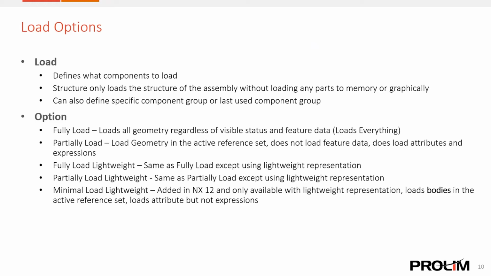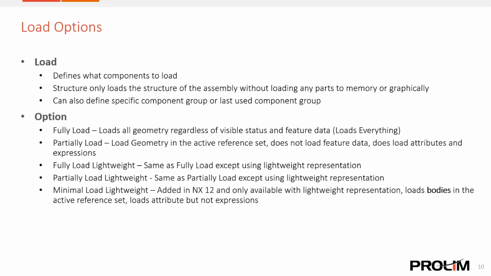Structure Only, like I mentioned earlier, only loads the structure of the assembly without loading any parts or memory graphically. So think of it as your display is actually completely empty, but all the components are listed, but none of them are turned on. So you can load it as fast as you possibly can, because you might not need everything in that assembly. You just open up the top level as Structure Only, and you turn on what you need. You can also define specific component groups you want it to load, which we'll get into more later.